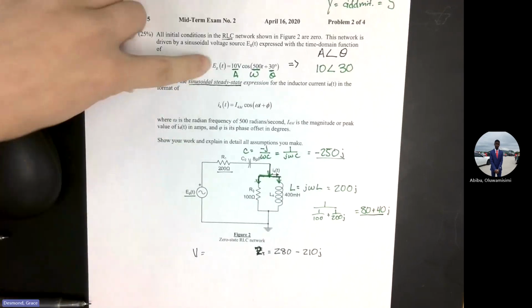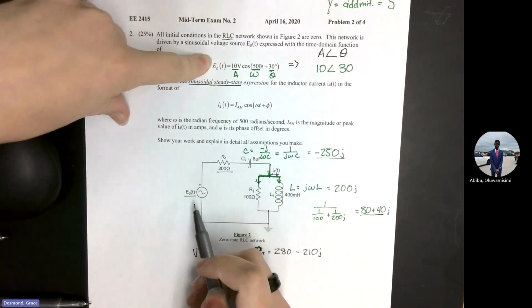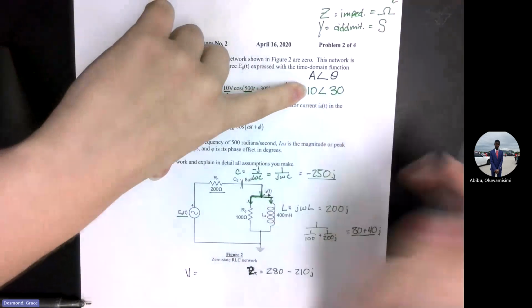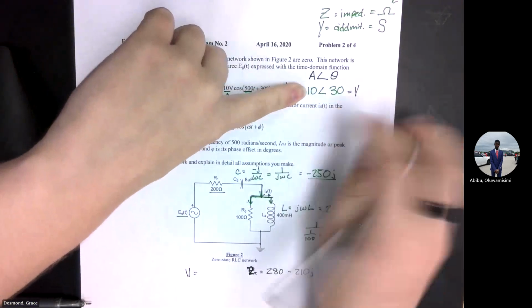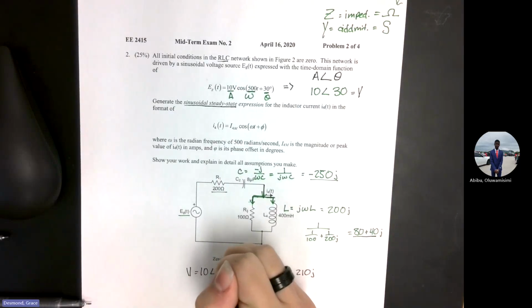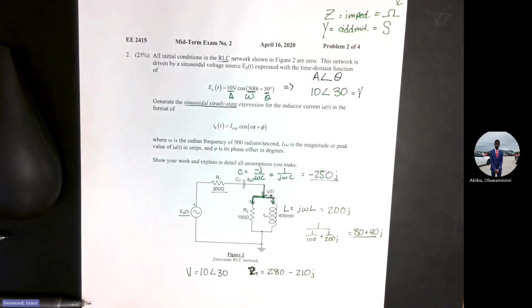So V is this sinusoidal source, right? And that's the same one we found at the beginning. So this is our voltage, right? So 10 phase angle 30.